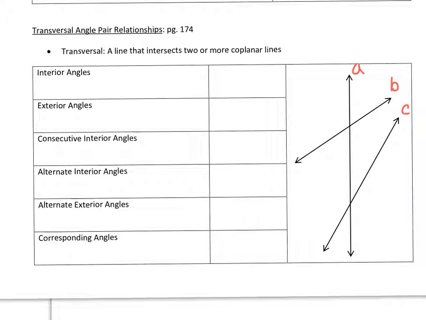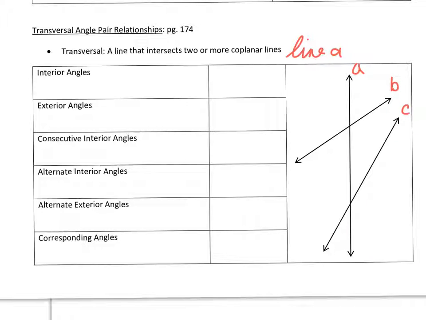Okay, folks, so now we're going to talk about a transversal angle pair relationship. In this particular case, we've got three lines here that I went ahead and indicated, A, B, and C. A transversal is a line that intersects two or more coplanar lines. So in this particular case, our transversal is line A.